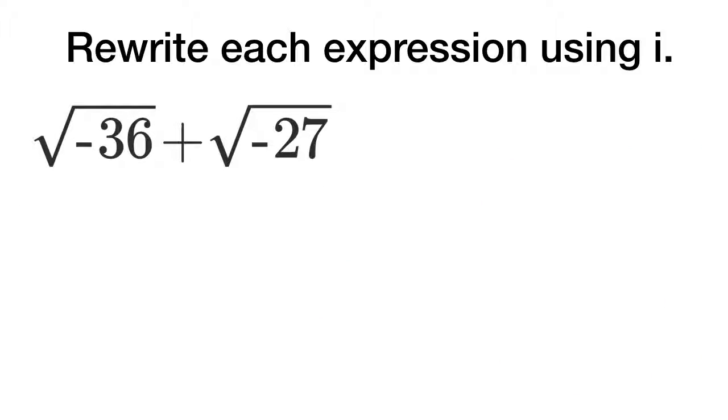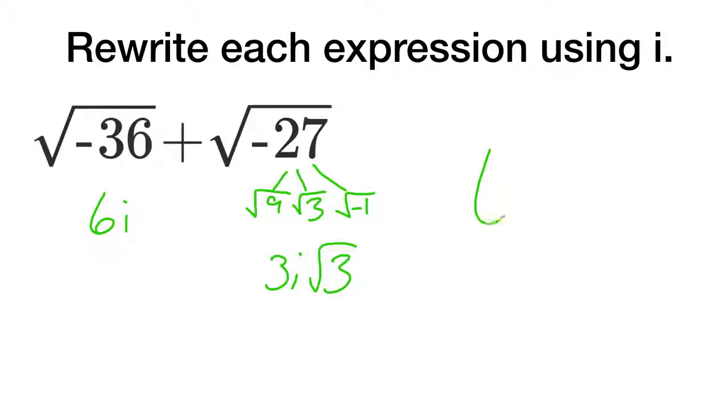Okay, let's try this one. Well, the square root of negative 36 is just going to be 6i. And the square root of negative 27, that's the square root of 9 times the square root of 3 times the square root of negative 1, which means 3i square root of 3. So this becomes 6i plus 3i square root of 3.